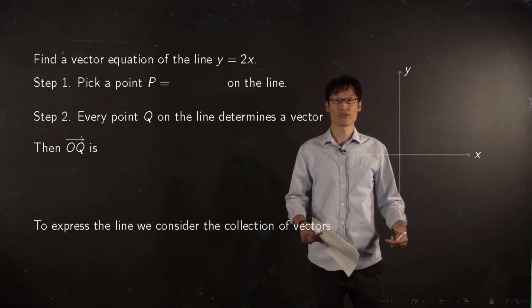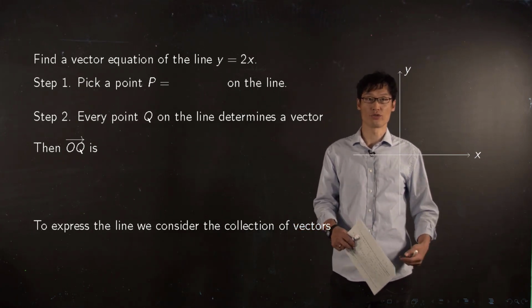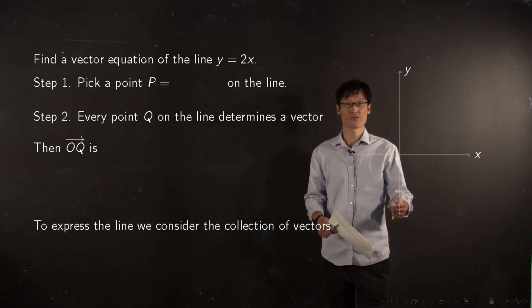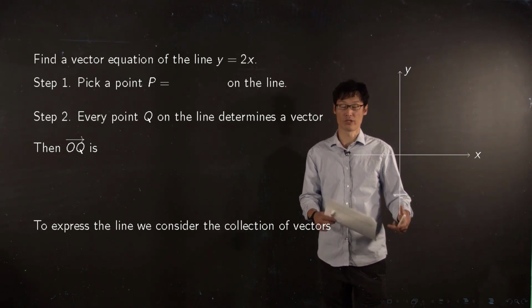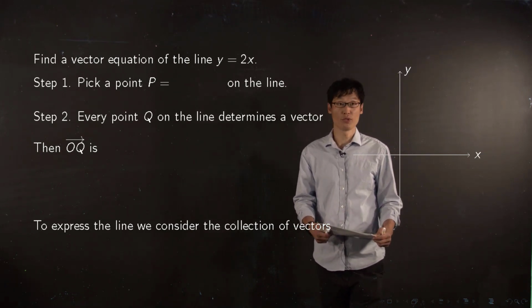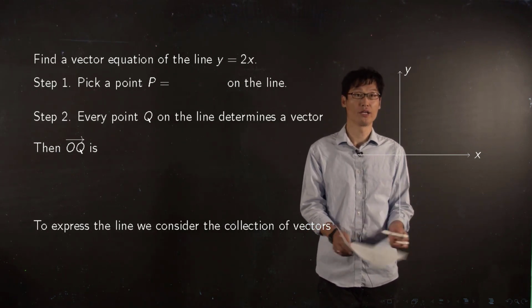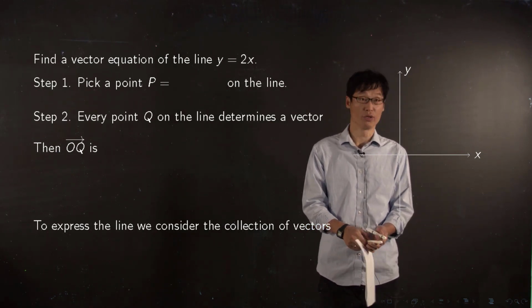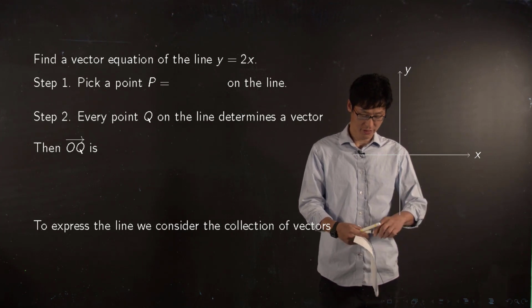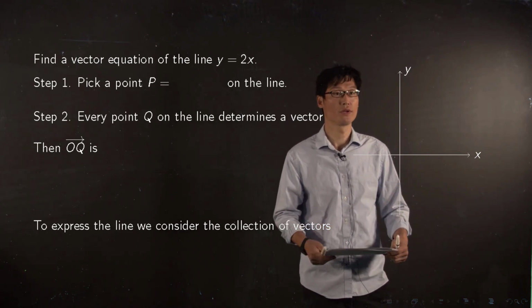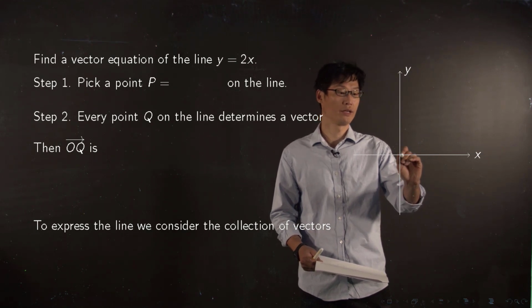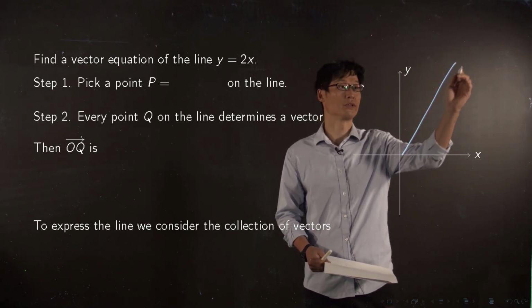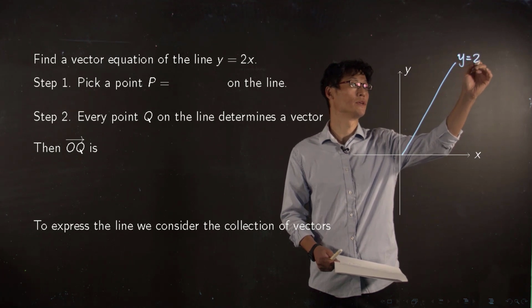All right, so let us discuss how to find the vector equation for a straight line. This first example is rather simple. The next example will be a more general case. So let me use the straight line y = 2x, and we want to find its vector equation. The graph of this straight line looks like this, with slope 2.